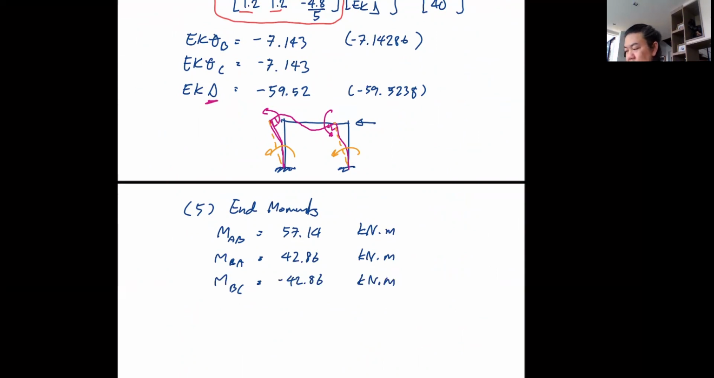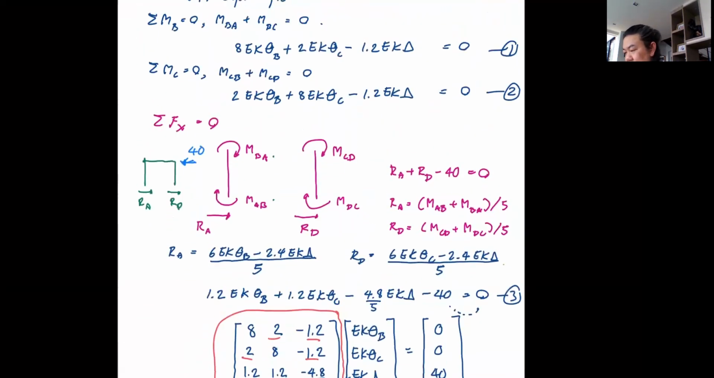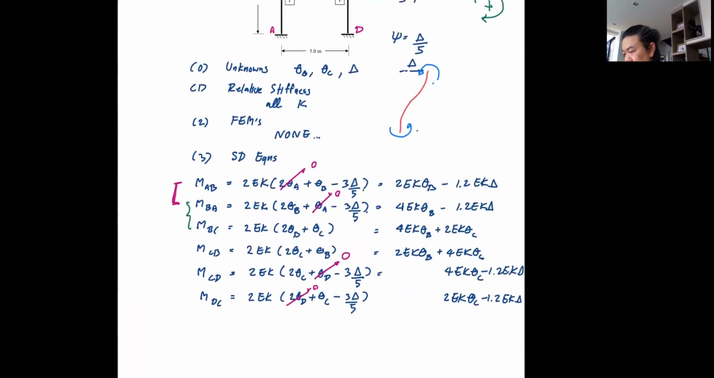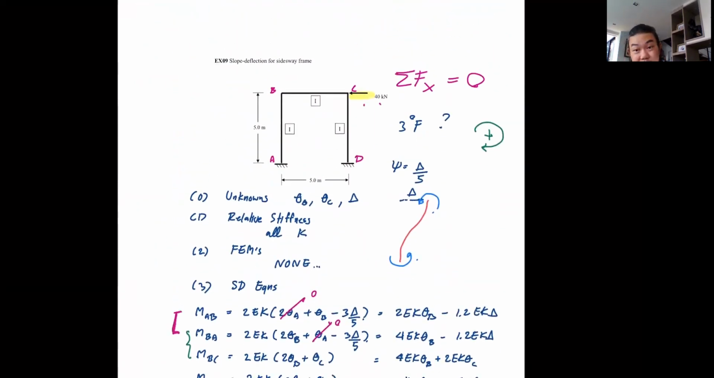So this particular structure tends to give somewhat symmetric results, but keep in mind that this is because you have no lateral load. Once you start putting something on top of this as well, you are no longer going to have the theta B equal to theta C, okay? So keep that in mind.